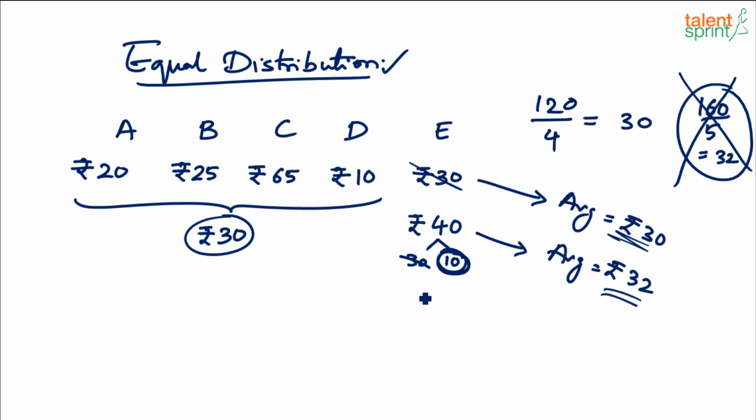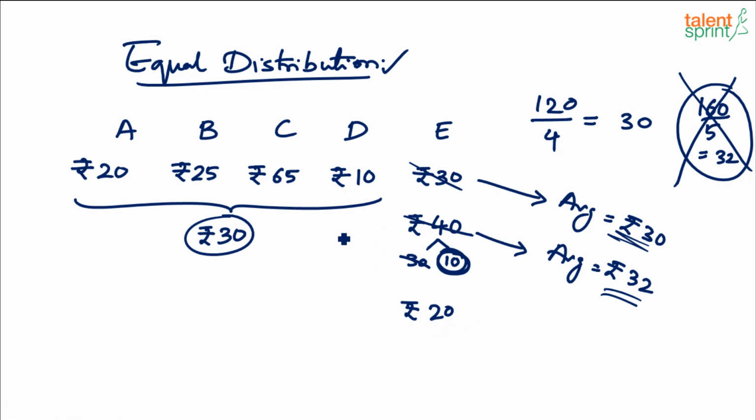Let's say if E comes with something less. Instead of 40, let's say E comes with 20 rupees. Then what happens? See, again, the average of the group is 30. E has come with 20 rupees only. E was supposed to come with 30. If E had got 30 rupees, average would not have changed. But E has come with something less. How much less? Minus 10 less.